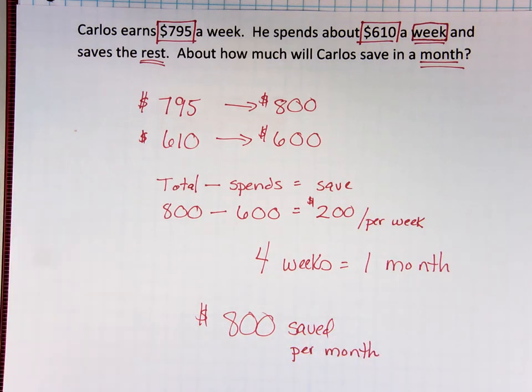And I'm going to skip to step 4, which says reflect on the problem. Did you answer the question? I believe we did. About how much will Carlos save in a month? And we decided it was $800.